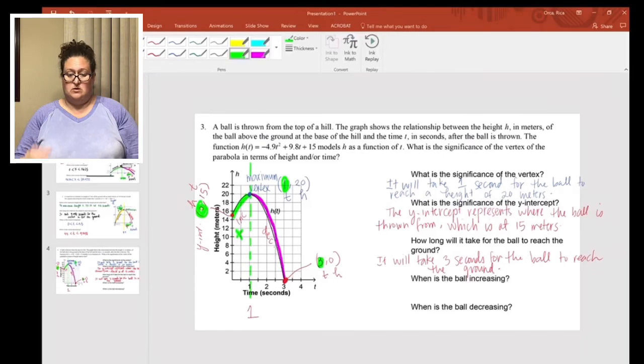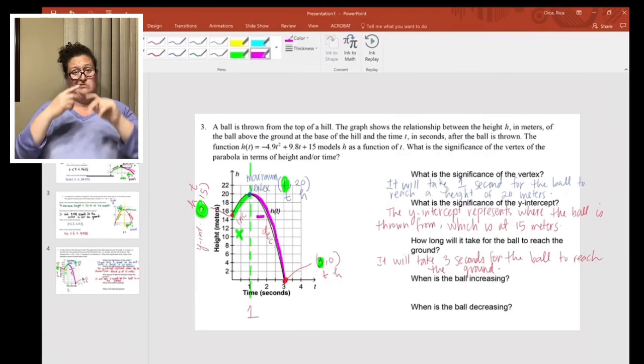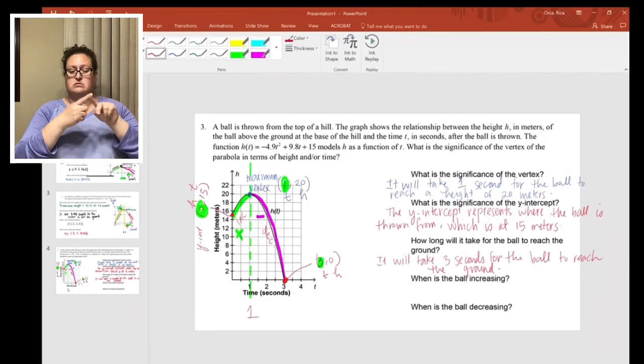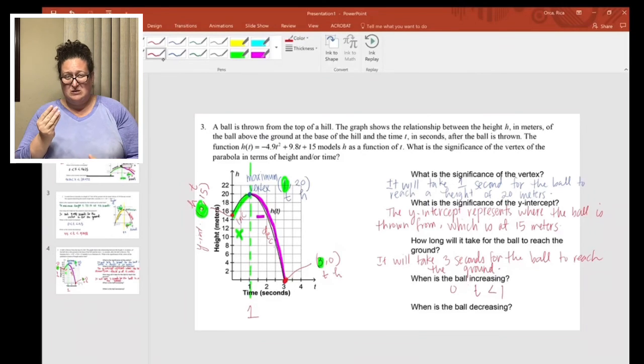So positive, negative. The positive is going to represent my increase, and the negative is going to represent my decrease. The ball is increasing from when t is between 0 to 1. And then after 1 second, the ball is decreasing. So from 1 to 3.